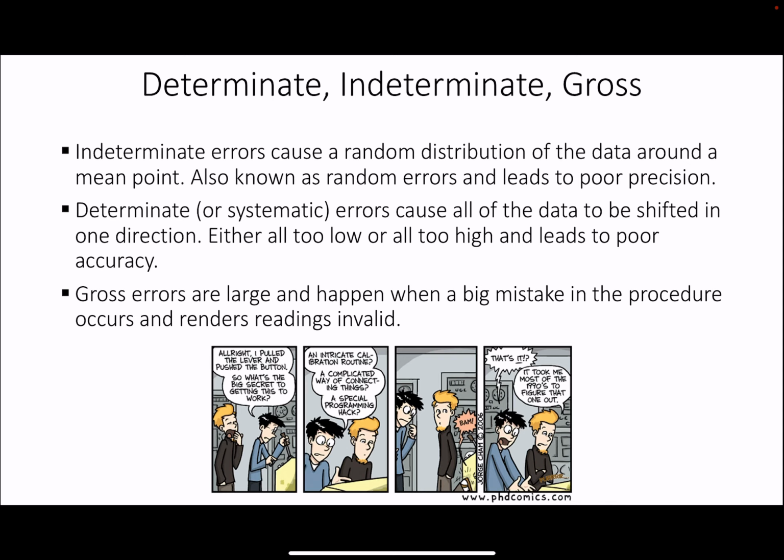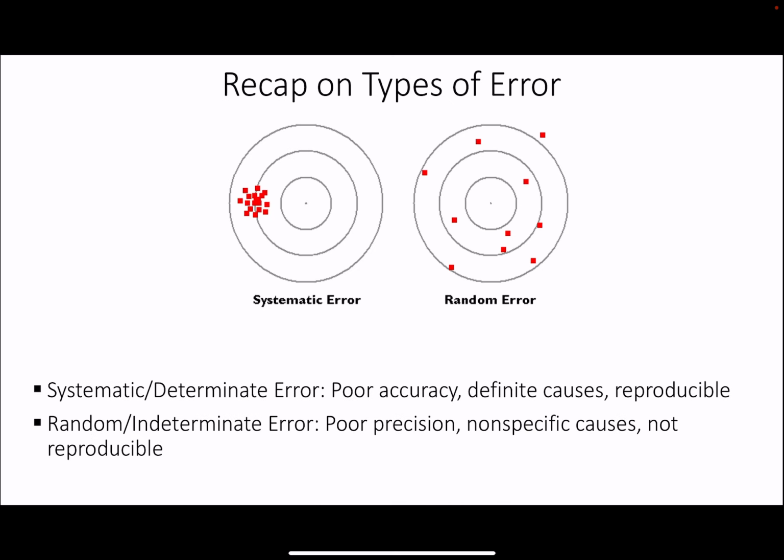The third type are gross errors. These are your big, crazy things that happen. There's a big mistake in the procedure and basically everything's invalid. So you've got no accuracy and no precision. So your systematic error will give you excellent precision, but everything's going to be systematically off from where it needs to be. Whereas your random error will impact your precision, but it should be randomly distributed. And it can be large or it can be small.